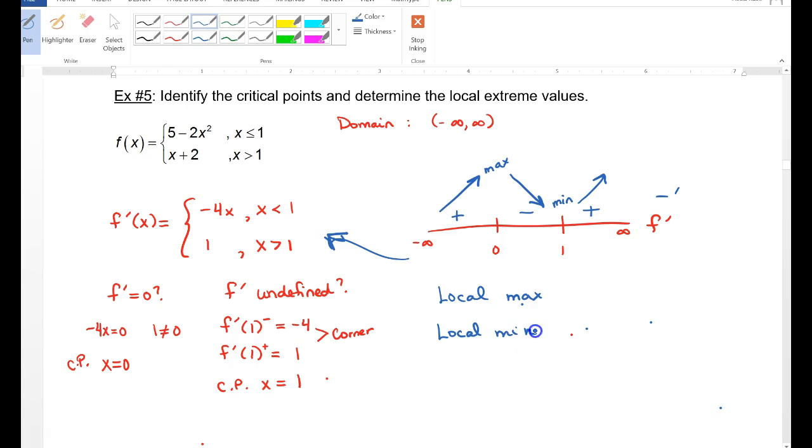So our local maximum is f of 0 equals 5. Again, how do we get that? We take the 0, but remember this is f, not f prime. We plug it back into the original. And then for our minimum, we have f of 1. Plug 1 in, so we plug that back into the original here, and we get 3.